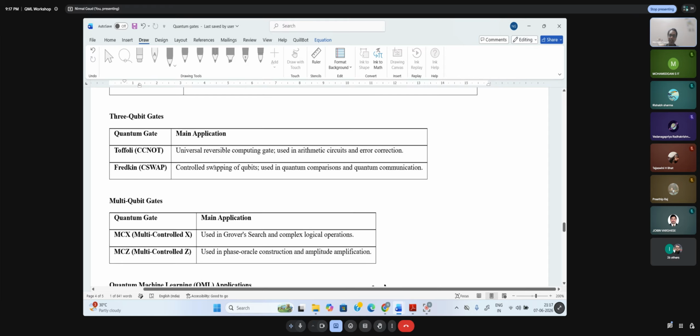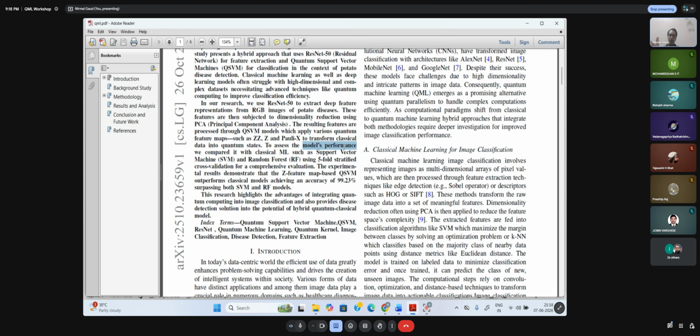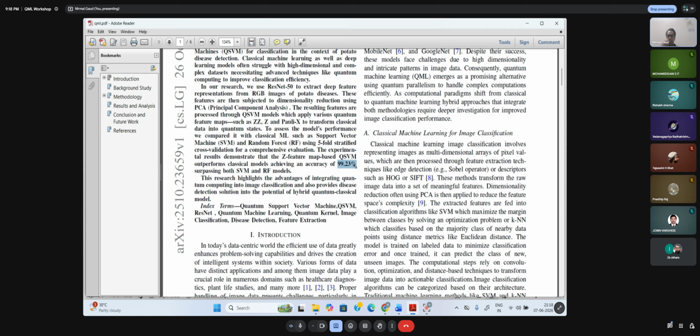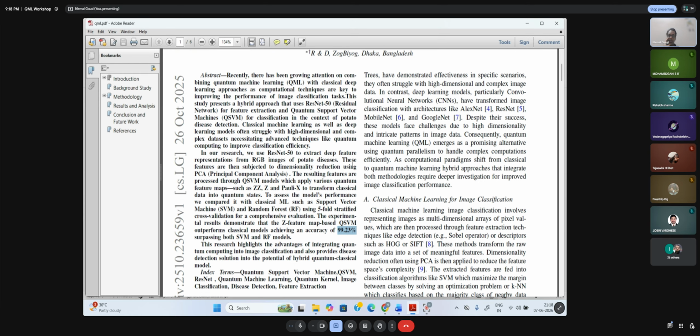Okay, and as per the research paper, they took Z, ZZ and Pauli X. After doing this, they assessed the model performance in comparison to support vector machine and random forest with hyperparameter tuning and five-fold stratified cross validation. QSVM got 93.23% accuracy. Okay. Logistic regression got 98% accuracy. Already we have seen. This is the abstract. That's it. Now tell me.